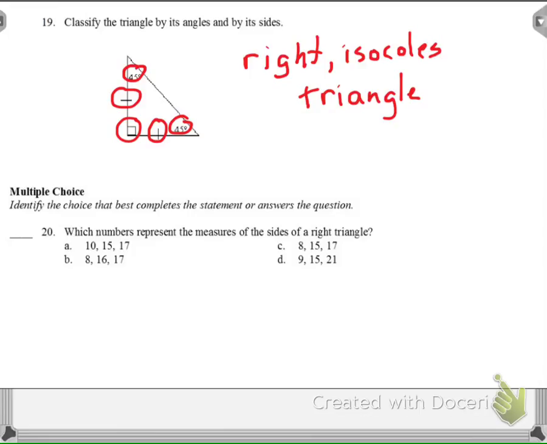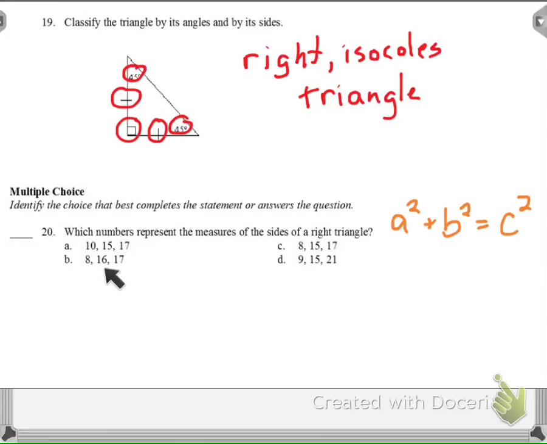Alright, now number 20. Number 20 asks you which numbers represent measures of the sides of a right triangle. In other words, if these three are the sides of a triangle, which one of these triangles is a right triangle? Well, anytime you're dealing with right triangles, you're always looking at the Pythagorean theorem. This is what tells you it's a right triangle. When you don't have a side, you figure out what would make this true because it's a right triangle. If you've got all the sides, you just see if this is true or not.